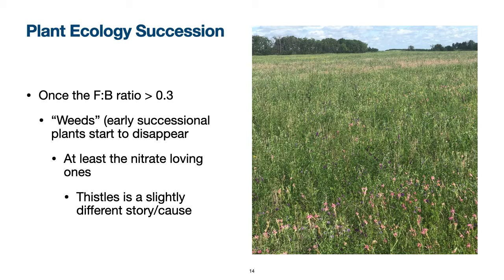Once our fungal bacteria ratio gets over 0.3, those early successional plants start to disappear, at least the nitrate loving ones. When we start talking about thistles and quackgrass, that's a different story, a different indication. This is that same field taken about two months later. You can see that those weeds have disappeared, and my cover crop and my perennial plants started growing. So Mother Nature took care of it without me having to go in and mess it up.